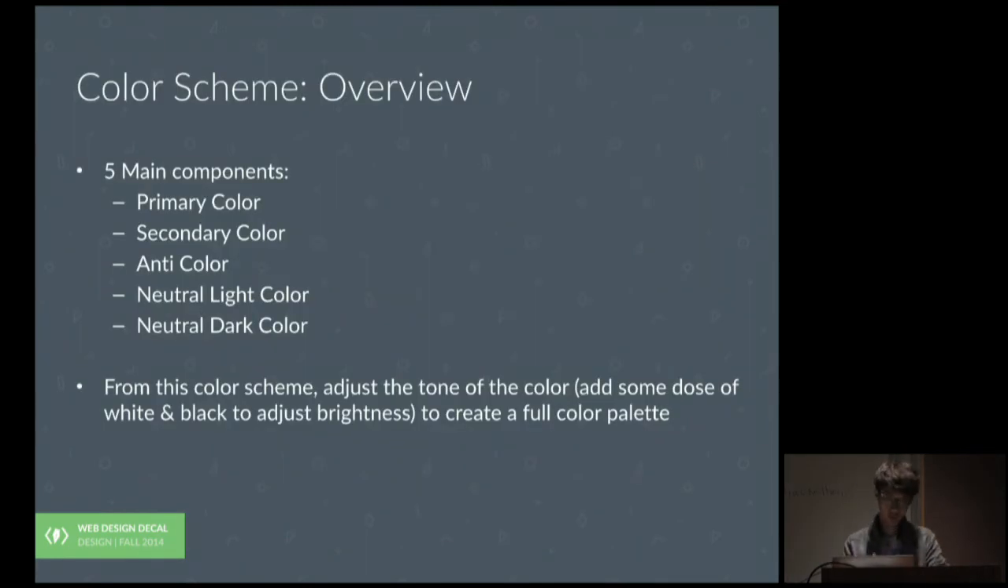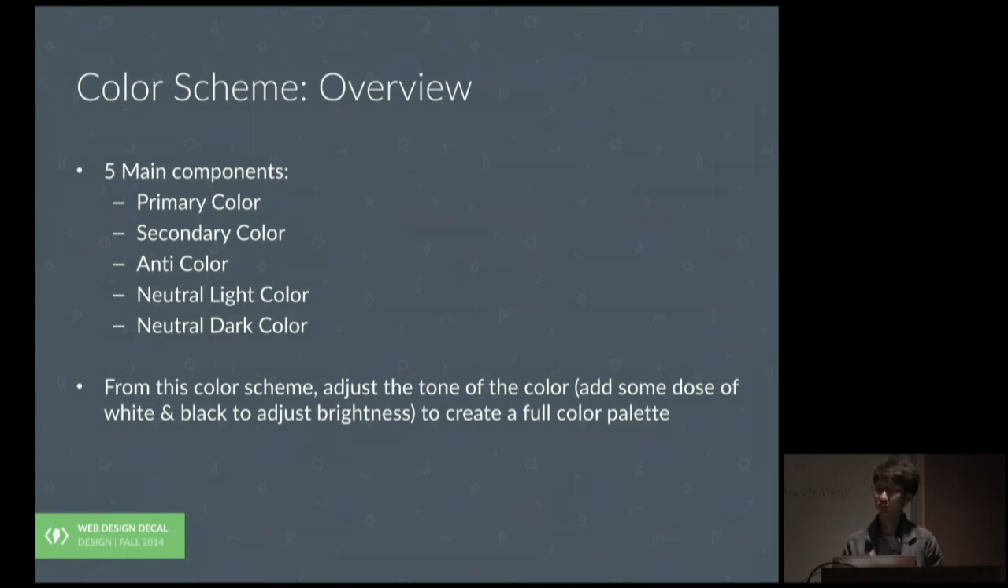So again, just to summarize the color scheme, there are 5 main components. Primary color, you should choose this first and foremost. Secondary color, some maybe cancel button, and neutral light and neutral dark. And after you choose these main 5 categories of color, then you can adjust the tone, adjust the brightness of this color to create a full color palette.